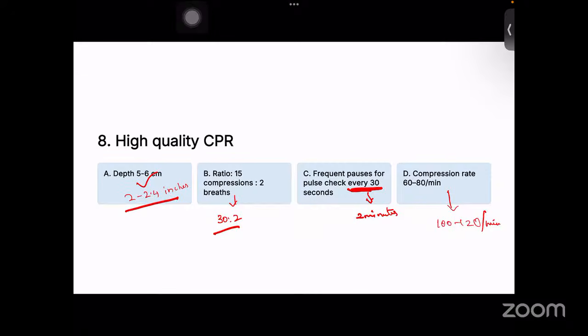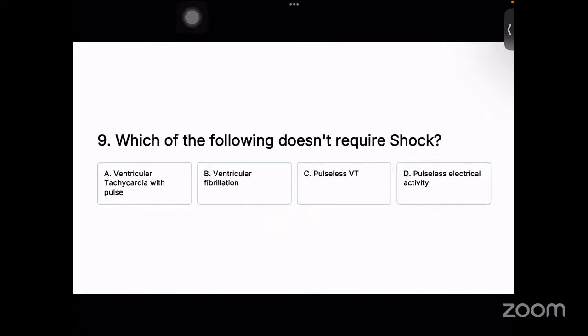I hope you guys got it. I'm moving on to the next question. Which of the following doesn't require a shock?